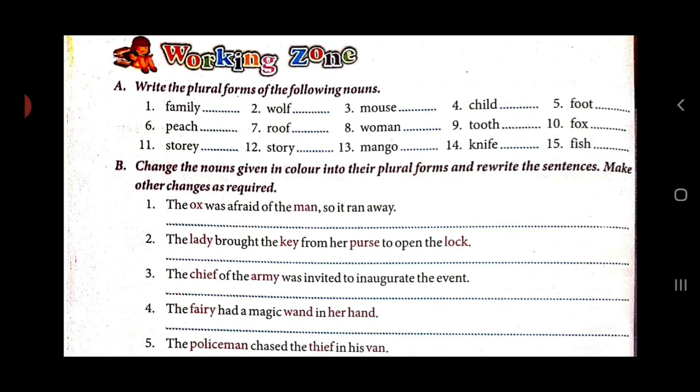Now what changes will occur in the sentence? See, listen carefully. The oxen were, was will change into were, okay, were afraid of the men, so they ran away. Now we are talking about plural form, okay, so it will also change and it will become they. So again I am repeating, listen to it very carefully. The oxen were afraid of the men, so they ran away. Understood? Now try the other sentences.